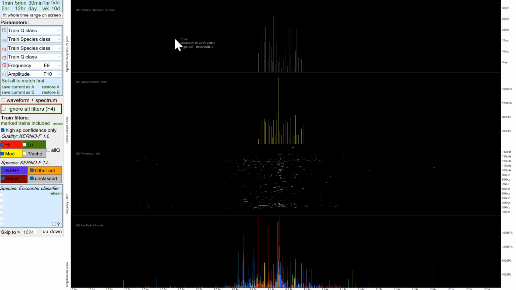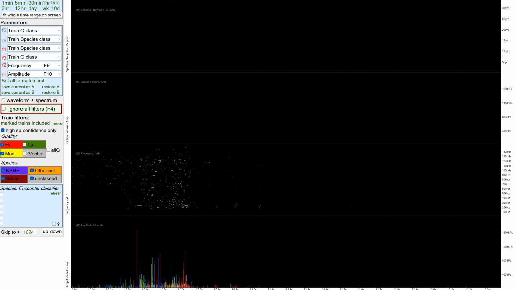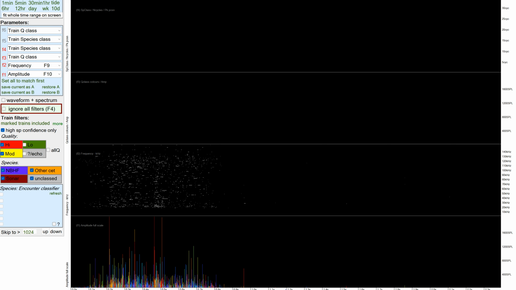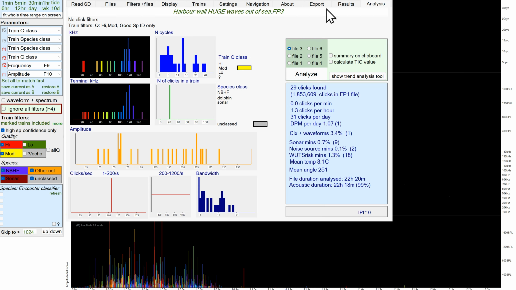If we now jump forwards to look at more data, what we're seeing is no train was found, and again there wasn't any real structure in there. There's a little bit of a line there, a little bit of a line there. If we go to the analysis page and analyze that file, we find it had 29 clicks, which are the ones we looked at, in 1.8 million clicks. So the error rate is going to be 1 in 200,000 or something like that.